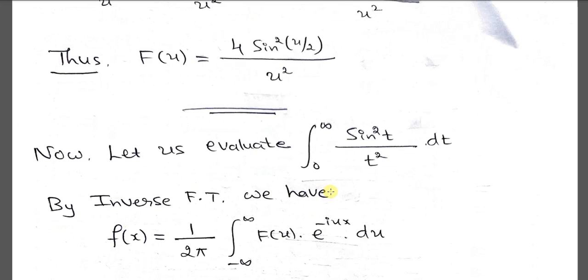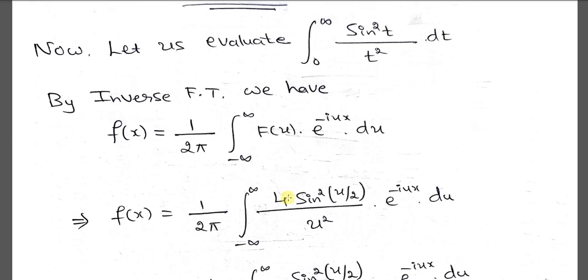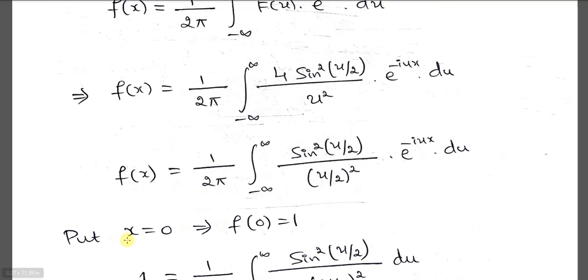So we want the value of the integration 0 to infinity sine square t by t square, correct? As usual, we'll start with the inverse Fourier transform. It is 1 by 2 pi, integral from minus infinity to plus infinity of f of u e power minus i u x into du. What is f of u? It is 4 sine square u by 2 by u square, right? So as usual, we don't want the second term, substitute x equal to 0. So f of 0 is 1 and e power 0 is also 1.